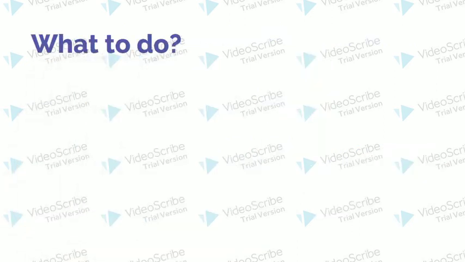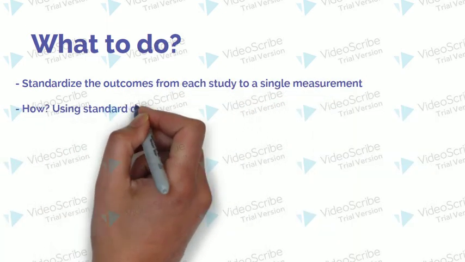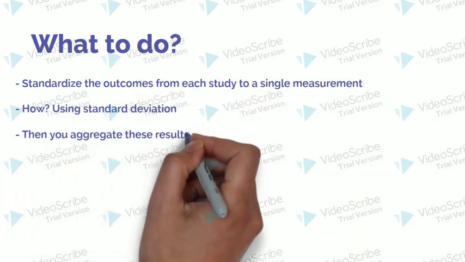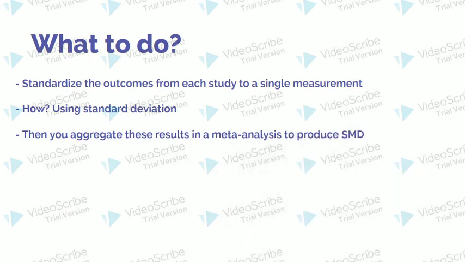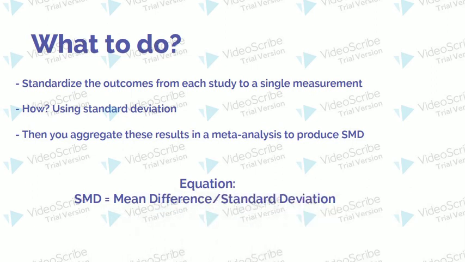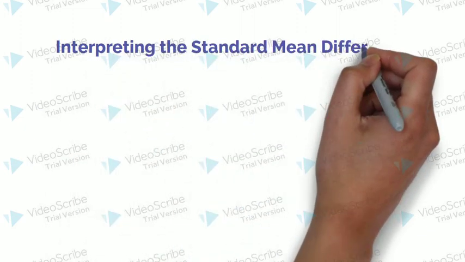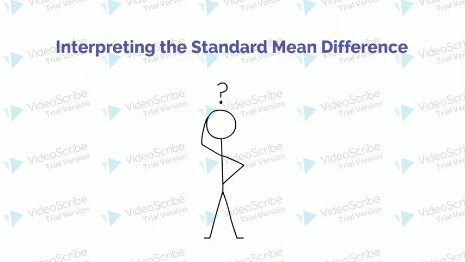So then what do we do? First, we need to standardize all of the outcomes to a single measurement by using the standard deviation. Then you aggregate these results in a meta-analysis to produce the SMD. Now, this SMD is going to be a single number, a statistical value, so you need to interpret it.